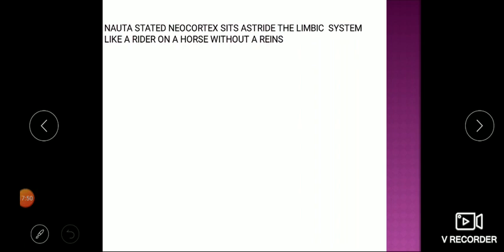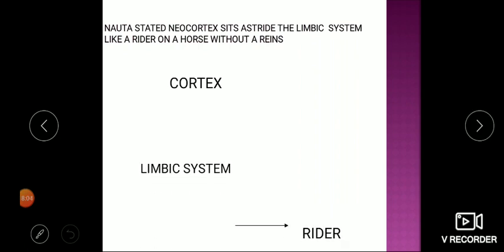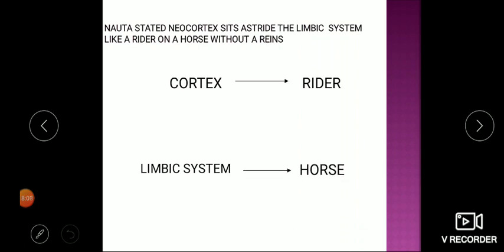So Nauta stated, the neocortex sits astride the limbic system like a rider on a horse without a rein. So this is the cortex, this is our limbic system. The cortex is a rider, the limbic system is a horse without a rein. So who will dominate now? The horse will dominate. That means the limbic system will dominate.